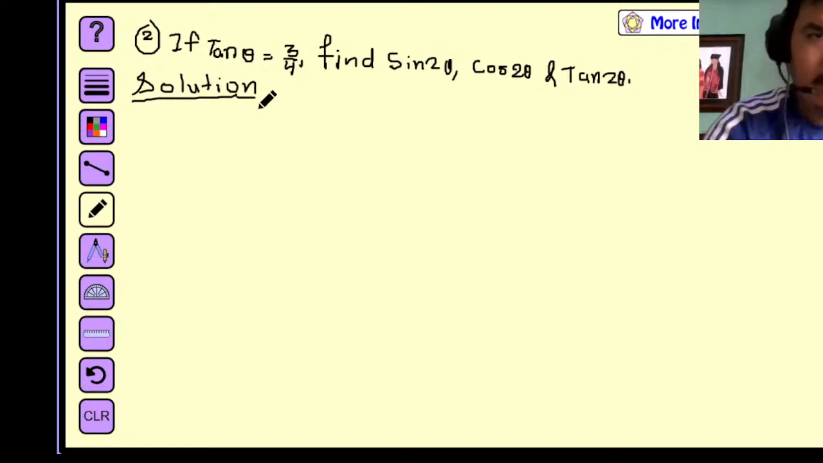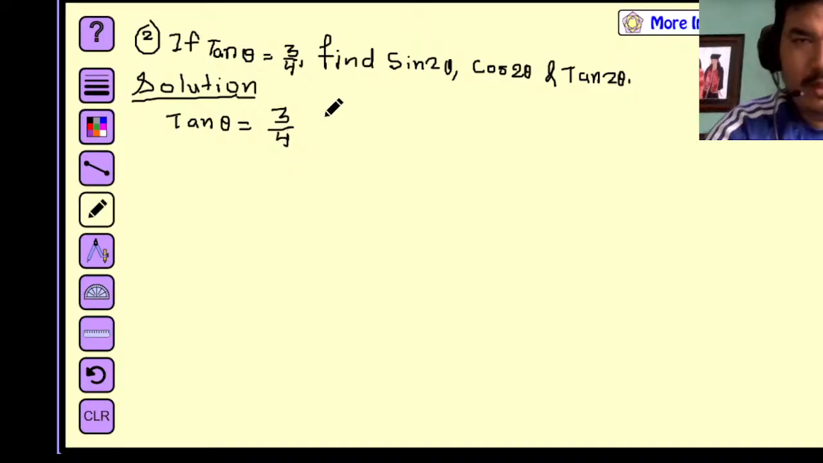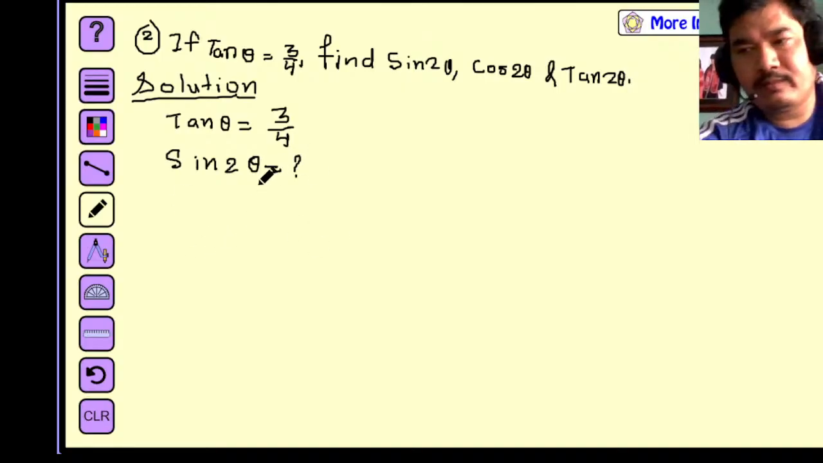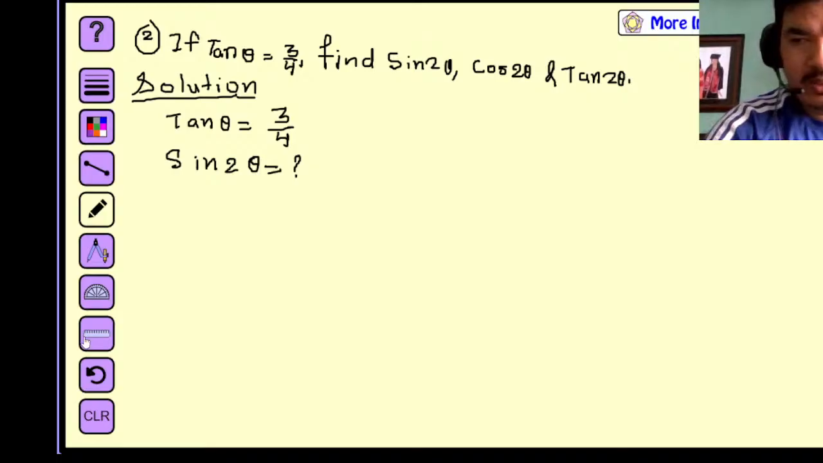Okay, and our given value is tan theta, right? The given value is tan theta. Its value is given there as 3 by 4, and it asks us to find first of all sine 2 theta, okay? It asks for its answer. Put there what question, and in this question how to solve, okay children?